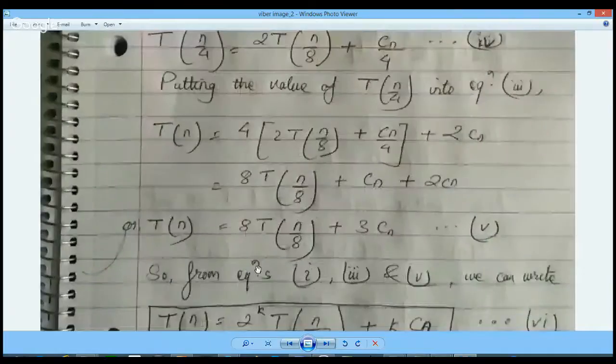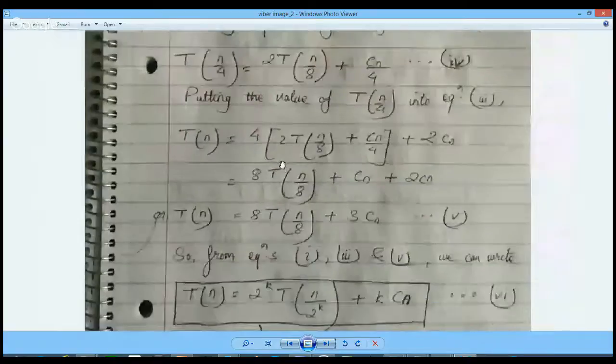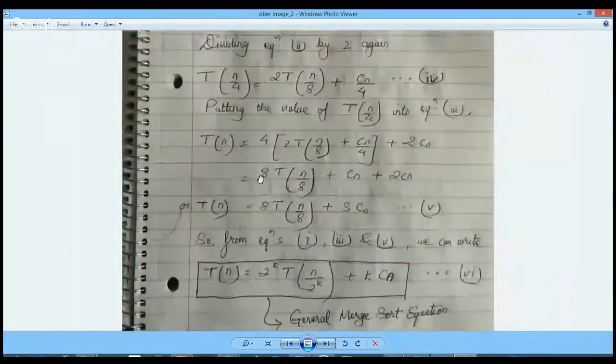So after doing mathematical simplification, what we get is Tn equals 8T(n/8) + Cn + 2Cn, or Tn equals 8T(n/8) + 3Cn. So let's say this is our equation 5.